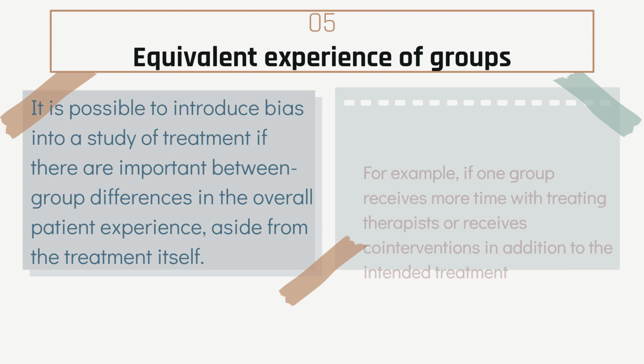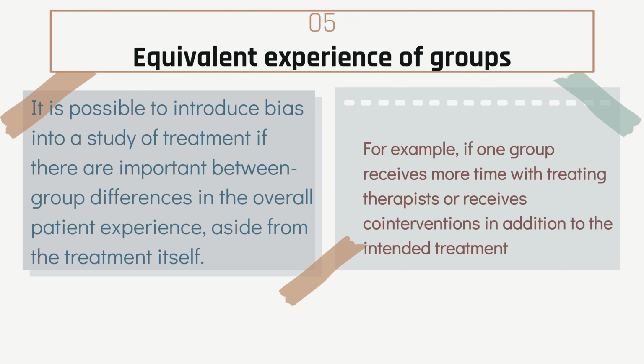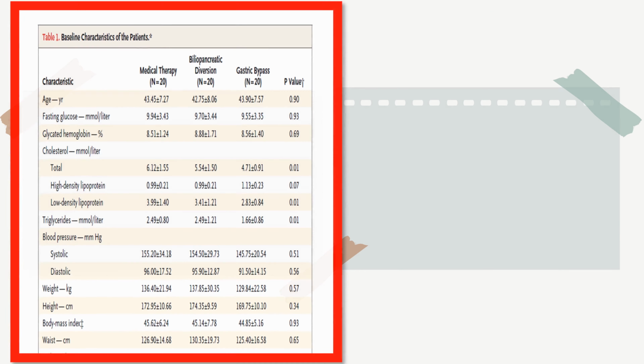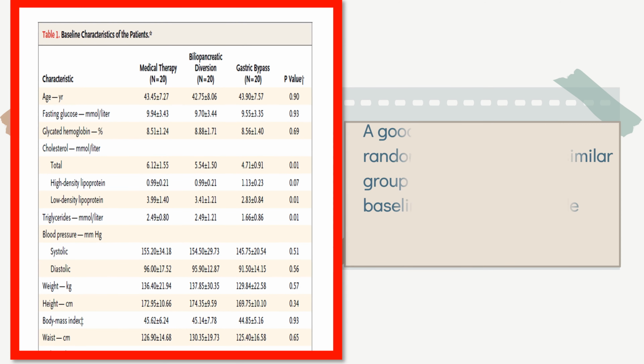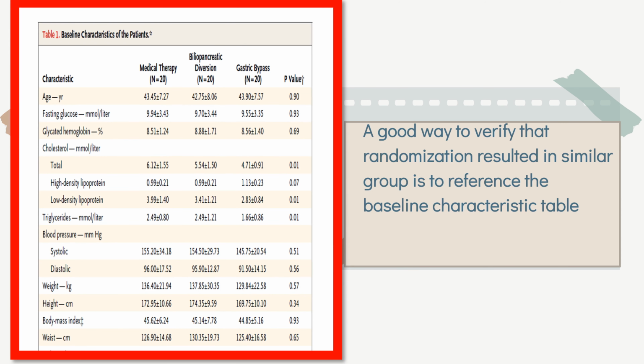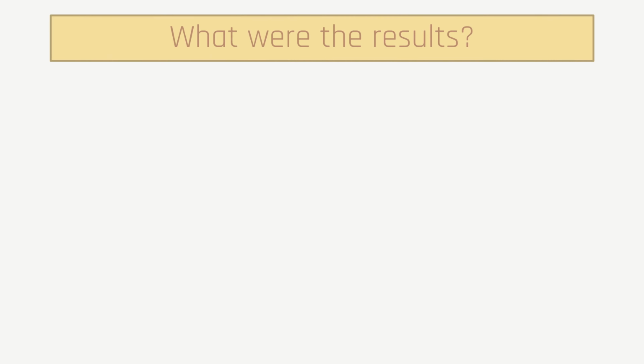Equivalent experience of groups. The treatment and control groups should be similar for all prognostic characteristics except whether or not they receive the experimental treatment. A good way to verify the randomization result is to compare whether the groups are similar in the baseline characteristics table. As you see, Table 1 shows the baseline characteristics of the patients for the experimental and control groups, such as age and so on.